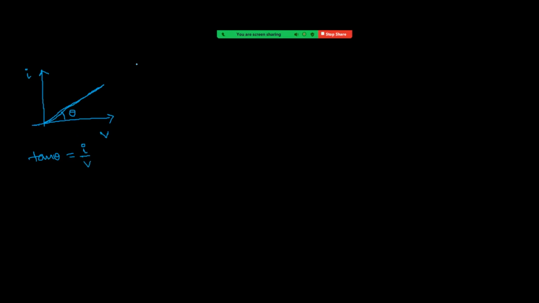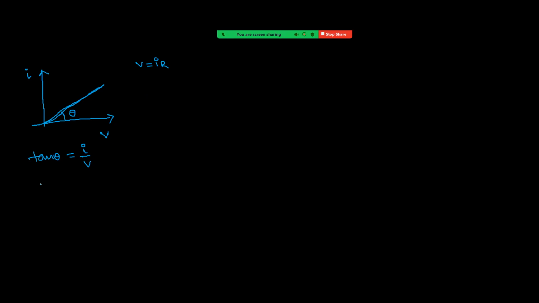Right? So we know that V equals I into R. And see here what we got as slope. Slope is I by V. That means this slope is giving us the reciprocal of resistance, right? I by V gives the reciprocal of resistance.